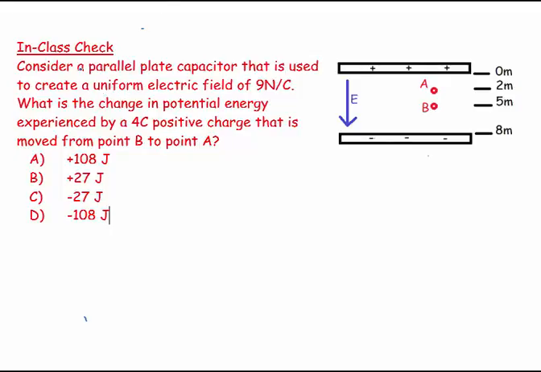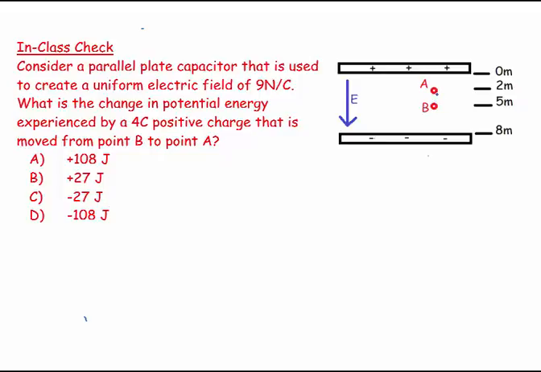Welcome. This question says, consider a parallel plate capacitor that is used to create a uniform electric field of 9 newtons per coulomb. What is the change in potential energy experienced by a 4 coulomb positive charge that is moved from point B to point A?